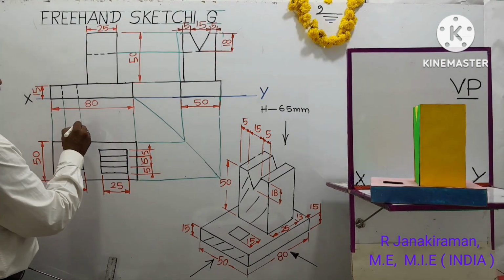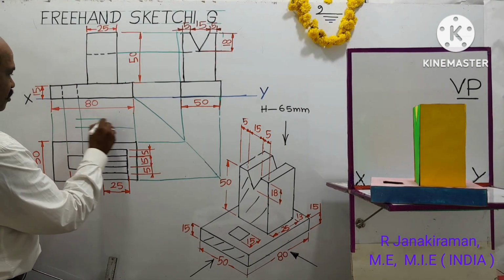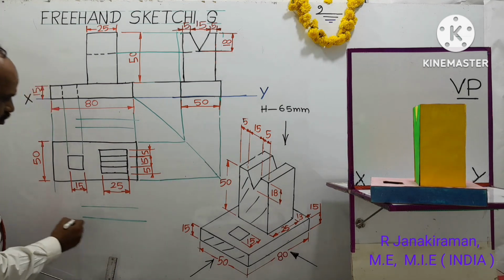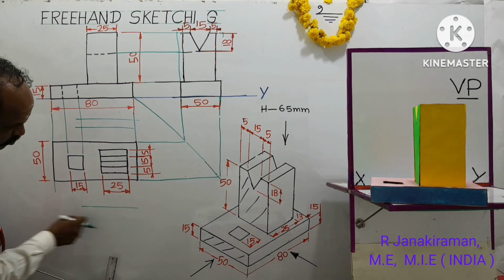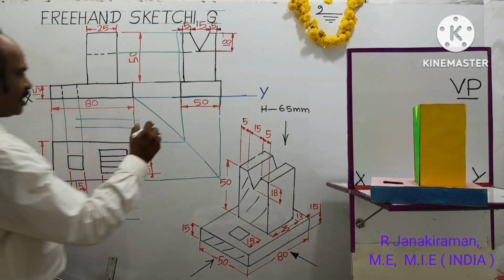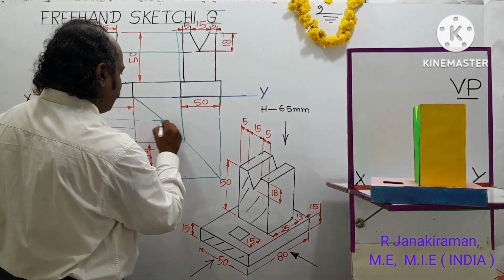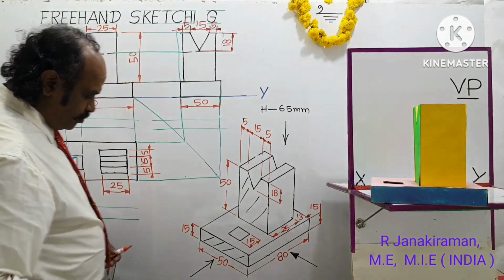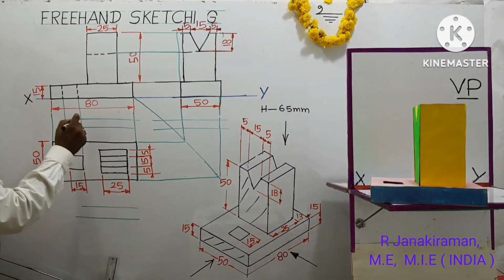Let us write the name of the diagram obtained. So this is a front view drawn above the XY line. This is the top view drawn exactly below the front view. And this is a side view called the left side view drawn on the right side of the front view. Front view.